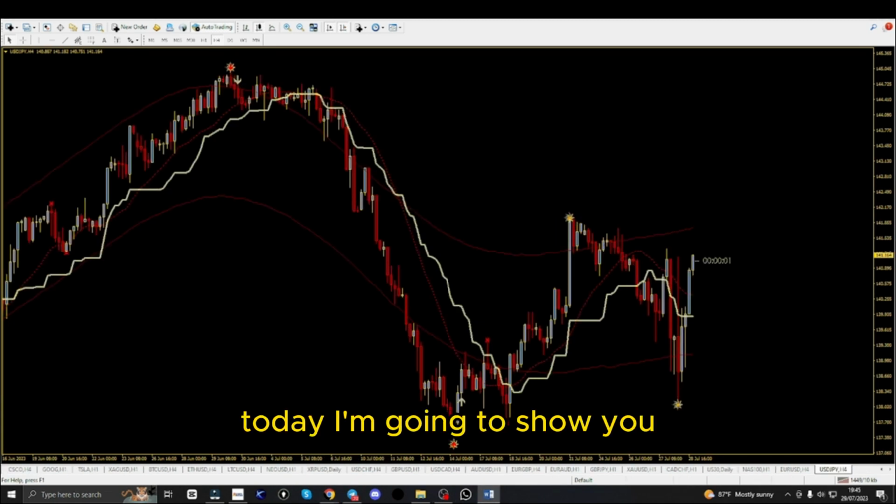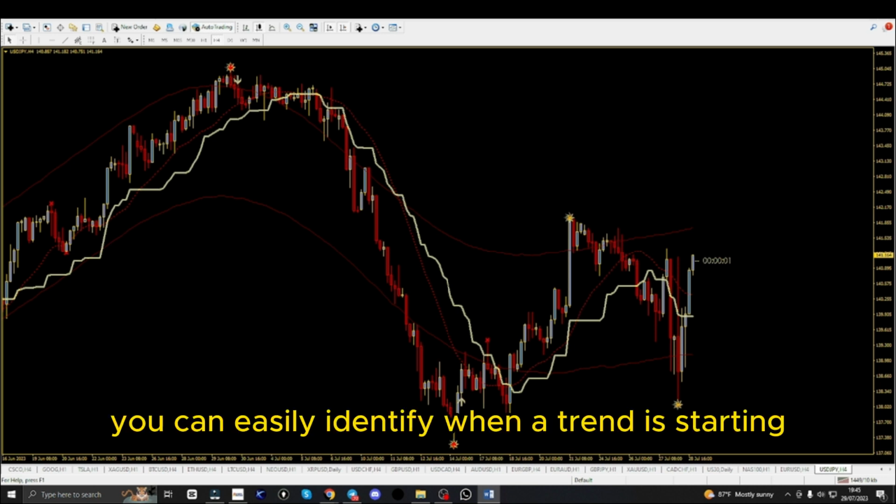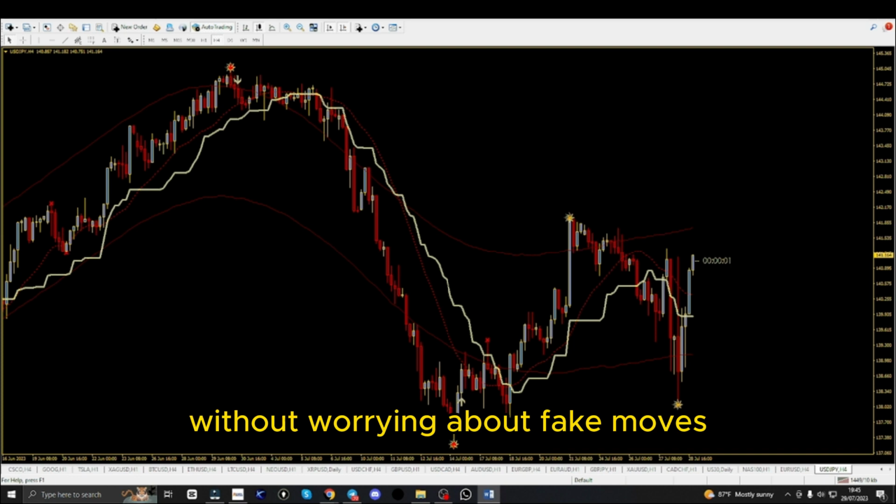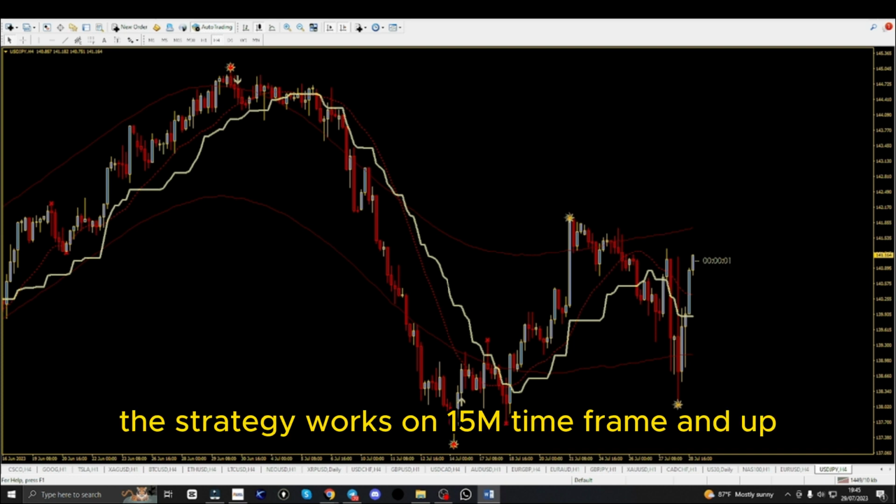Today I'm going to show you how to find the beginning of a trend using our unique indicators so you can maximize your profit. With this strategy, you can easily identify when a trend is starting without worrying about fake moves. This strategy works on 50 minutes time frame and up.